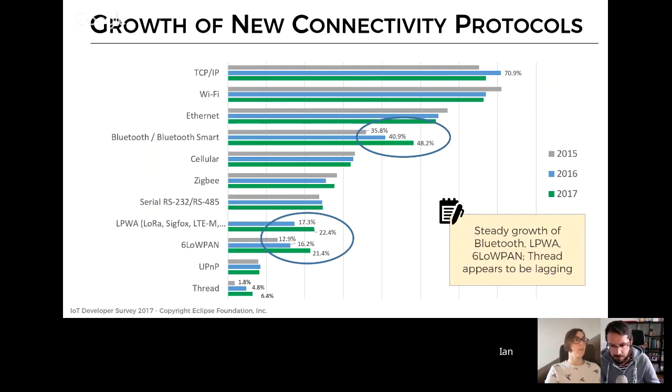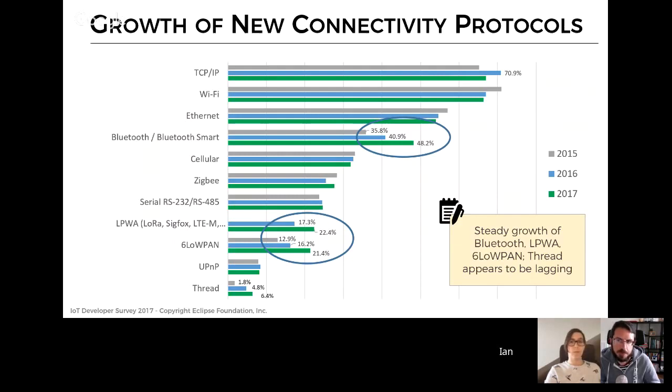I think Thread is the exception, quite frankly, right? Yeah, their numbers are growing, which is good, but they still have a long way to go to really grow their community in the IoT developer community. But things like cellular, Zigbee, right? They're pretty static. We're not seeing a lot of growth there.